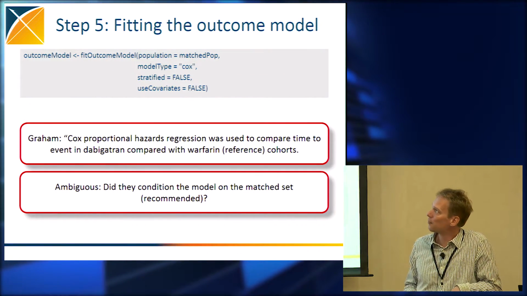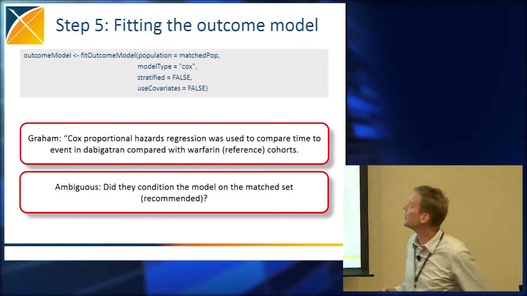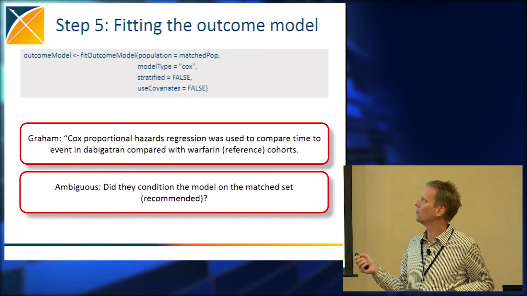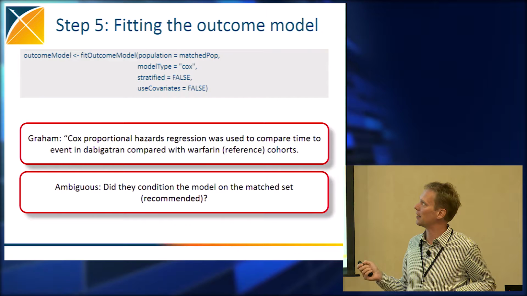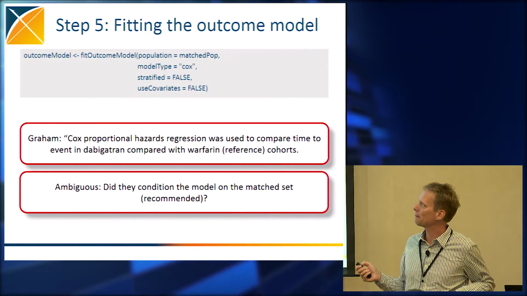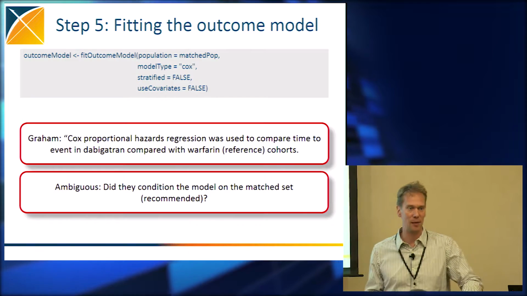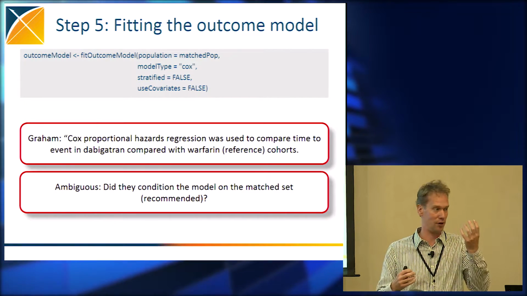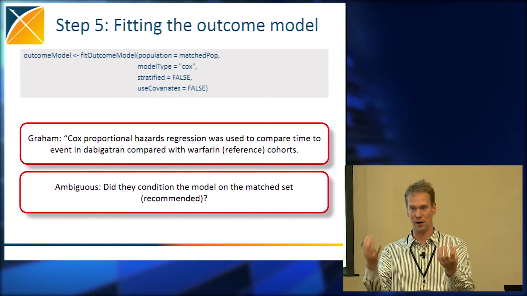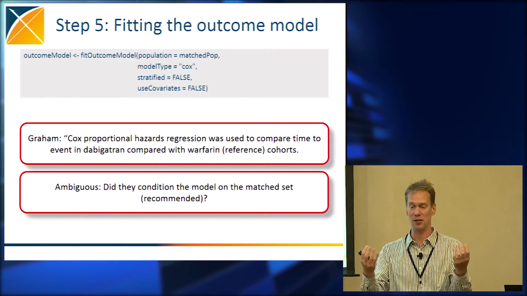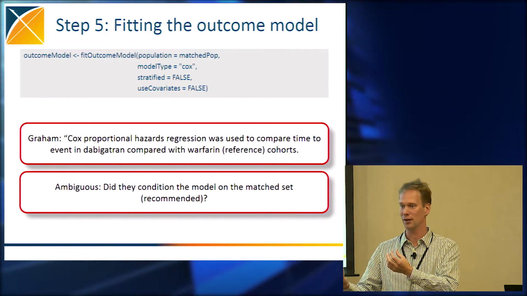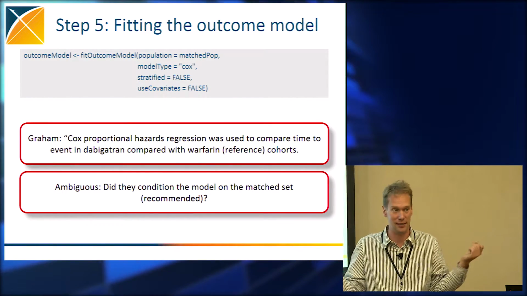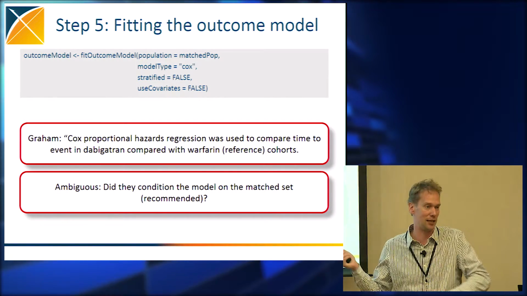All right, so the last step, once we've done our matching, is fitting the outcome model. So we have a function, unsurprisingly, called fit outcome model. We input the matched population. We specify that we use a Cox model. One thing that's unclear in the Graham paper: very often when you do one-on-one matching, what you effectively do is you create matched sets. So you match one person in the one cohort with one other person in the other cohort, and that is a matched set. And then the question is, if you do a regression afterwards, do you condition that regression on the matched set or not? And so Graham didn't say what they did, and so I just set that to false, but I could set that to true as well.